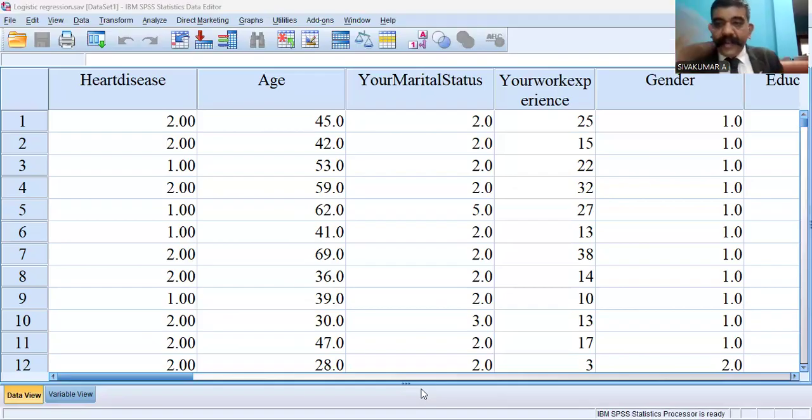Then again, I may read. A health researcher wants to be able to predict whether the incidence of heart disease can be predicted based on independent variables like age, weight, gender, etc. No problem. Here the question is simple. Dependent variable, yes or no. Independent variables may be on a continuous scale or a categorical scale, no problem.